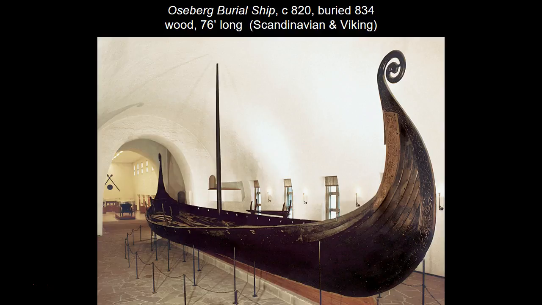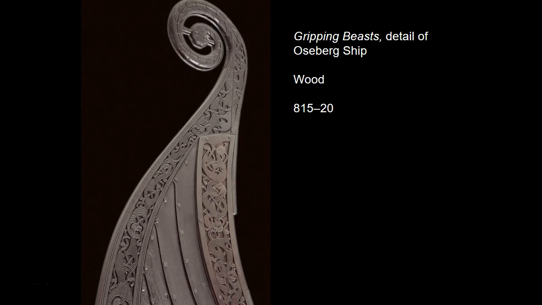And there's a website out there where you can even see examples of the kinds of fabric items that were found on the ship. And here you can see how interlacings and gripping beasts, biting and gripping at one another, form these beautiful, intricate, ribbon-like patterns here as well.